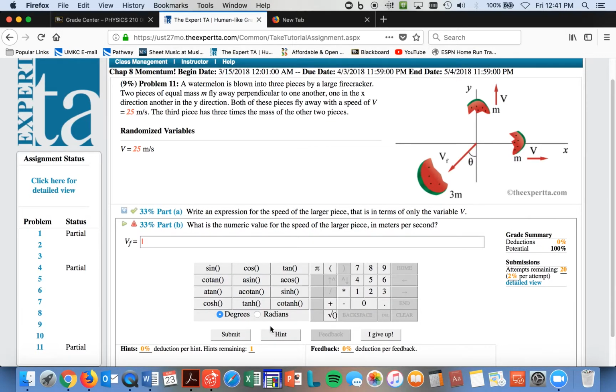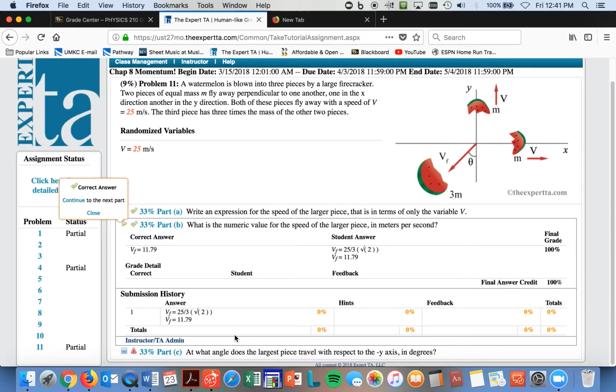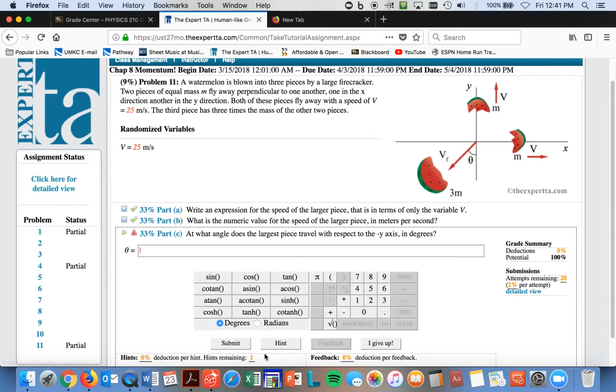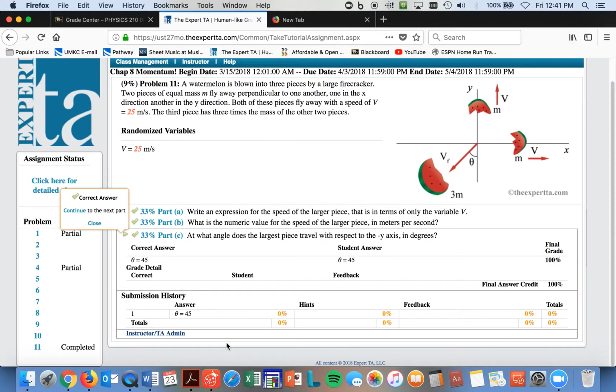So now all you've got to do is plug in 25 for V. You just take 25 divided by 3 times the square root of 2. And the angle, since it's got symmetry, is 45 degrees. Boy, they made that seem hard. That thing was not hard.